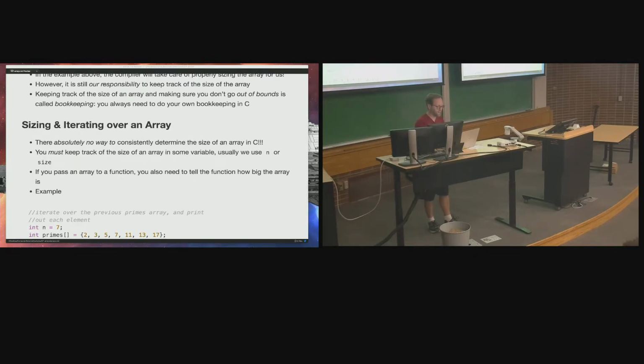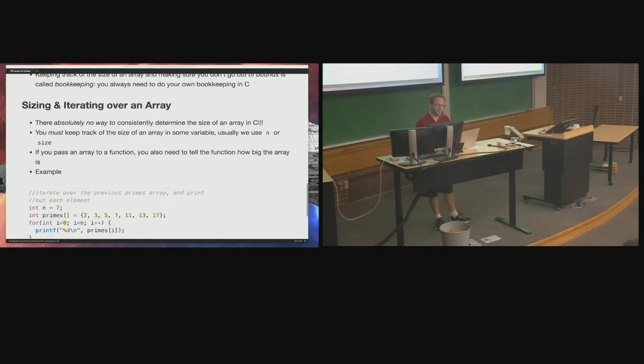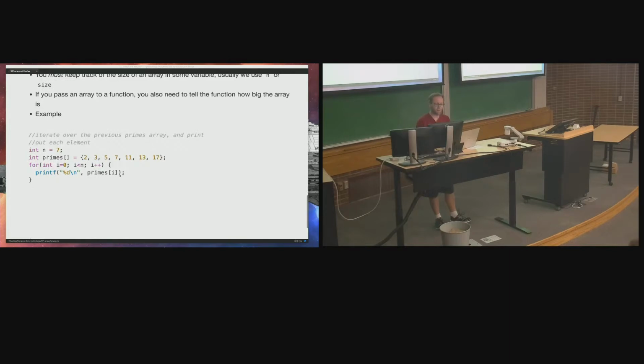Print, let's go with percent %d and the line. What should I be printing? Prime sub I? This is why I called it an index variable before, right? Because now we're going to actually be using it as an index to an array. I'll put I in there. What that does is access the ith element and prints it out over here.